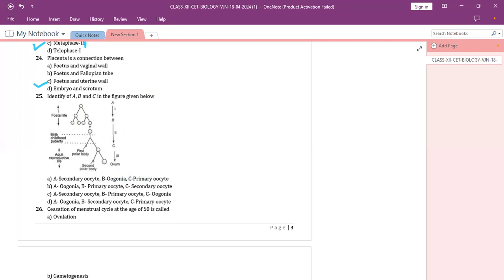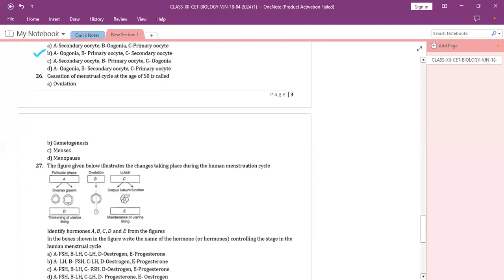So A, they have given secondary oocyte, B, oogonia, primary oocyte, C, secondary oocyte, which is wrong. Option B is oogonia, B is secondary oocyte, which is also wrong. So option B is the right option, where it says A is oogonia, B is primary oocyte, and C is secondary oocyte.